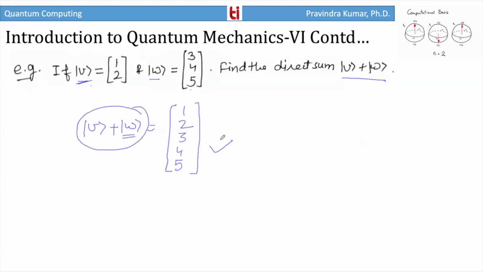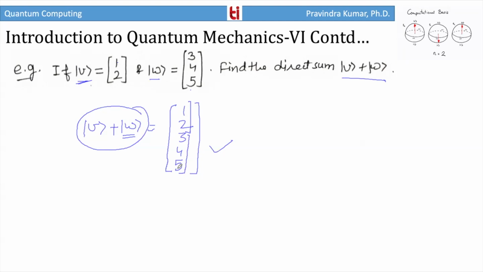So the direct sum of two vectors or two quantum states is different from classical theory, where we directly sum up the elements. Here we do not sum up the elements, we just list them. First we list the elements of the first quantum state, then the elements of the second quantum state. And this is the end of this lecture.